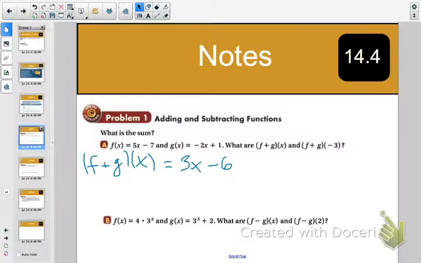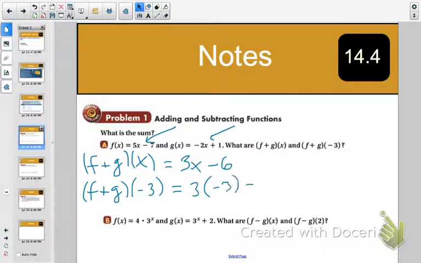And then when you plug in negative 3, you can actually do this two ways. You can plug negative 3 into each function separately and then add them together, or you can plug it into the combined function. So we can just plug in negative 3 here. That gives us negative 9 minus 6, which is negative 15. And if we plug it into the original functions, 5 times negative 3 is negative 15, minus 7. That one becomes negative 22. This one becomes positive 6 plus 1, so 7. And we add those together, we still get negative 15. So you can do it either way. Probably the second way is easier.